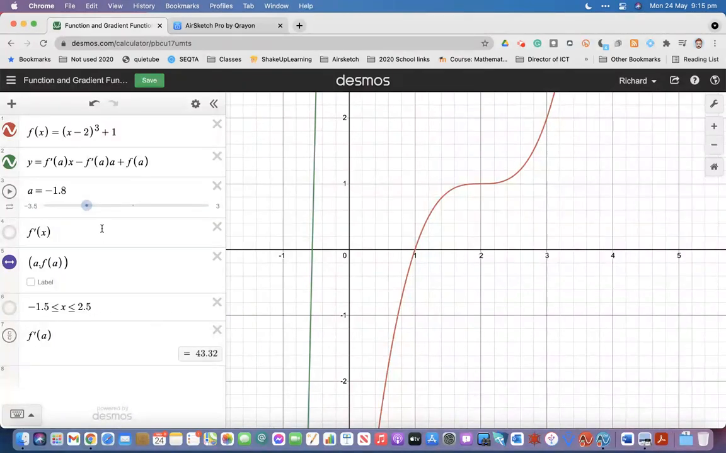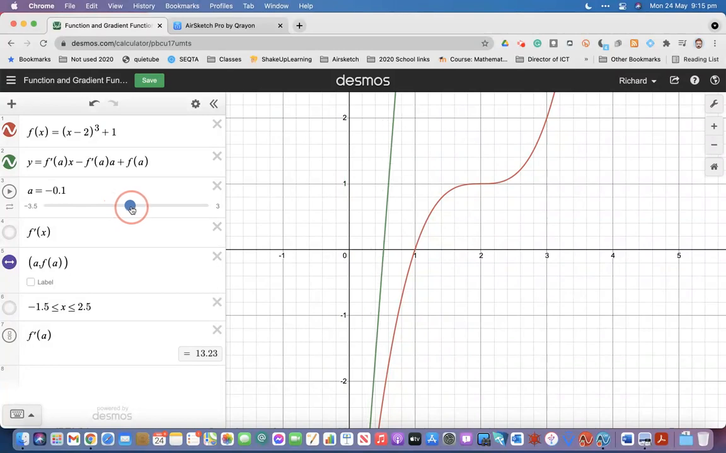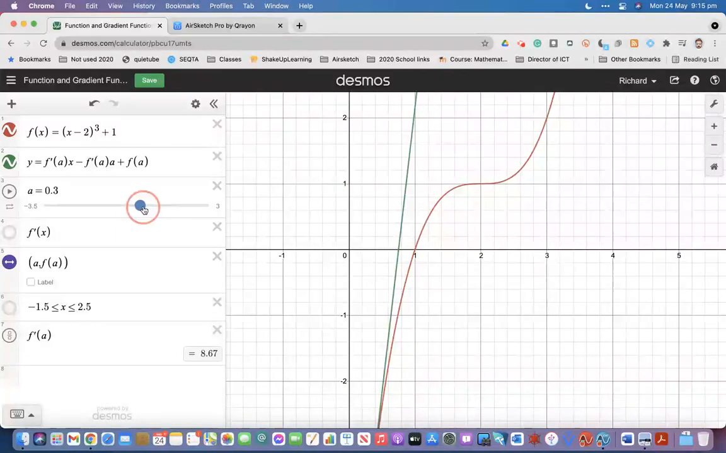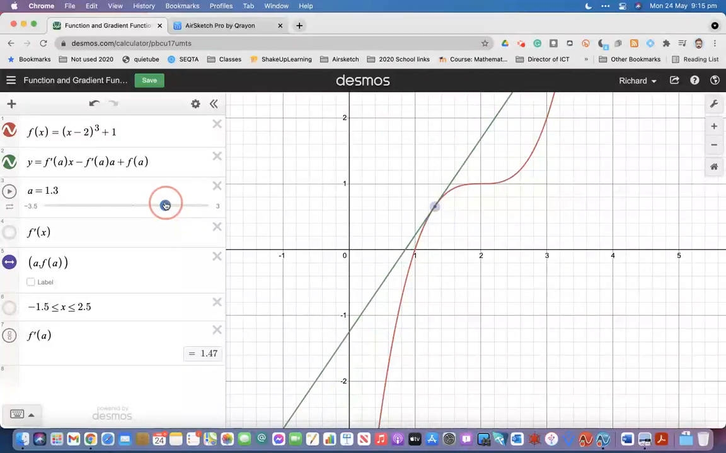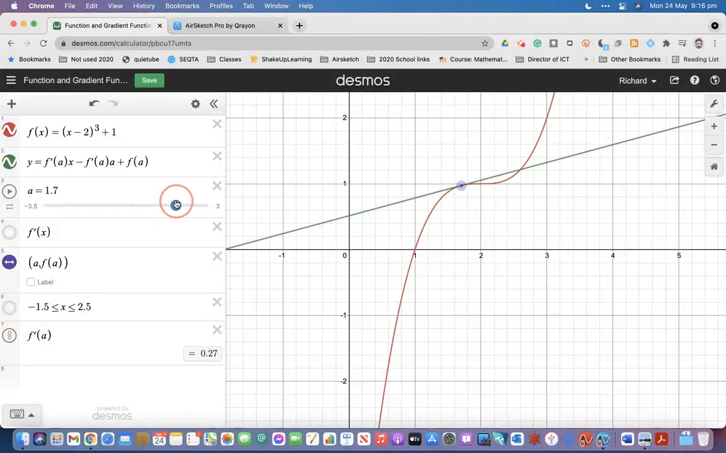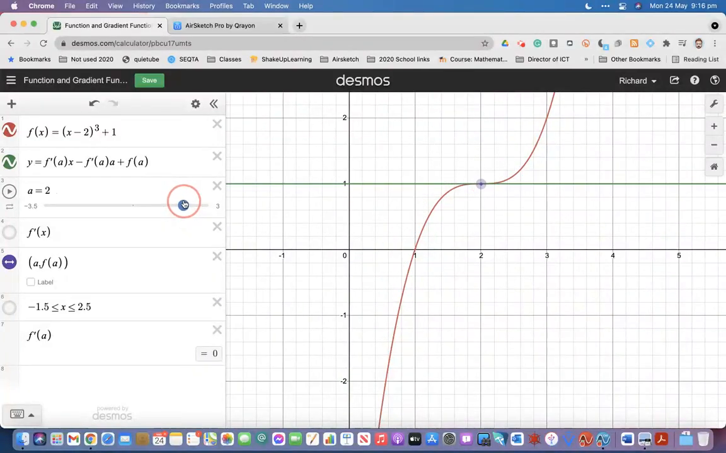The points are off the line at the moment, and now it's coming up to being visual. So the point and the gradient is the same here. The point is here. The gradient of the green line is the same as the instantaneous rate of change in the red line. And you can see once again, it is getting flatter and flatter, and then the gradient is 0 at this point.